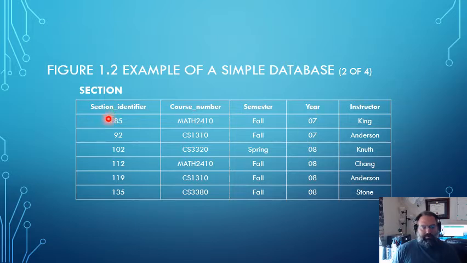So you have a section identifier, so section 85 of course number Math 2411, it's offered in the fall, in the year '07, and the instructor was King. So this is one record within this simple table. And that's the words that we're using. I'm starting to teach the nomenclature: columns, records, and the whole thing being a table.